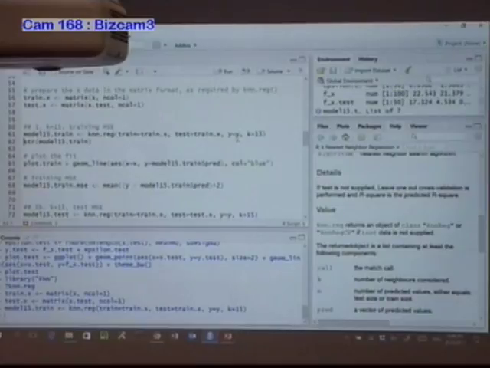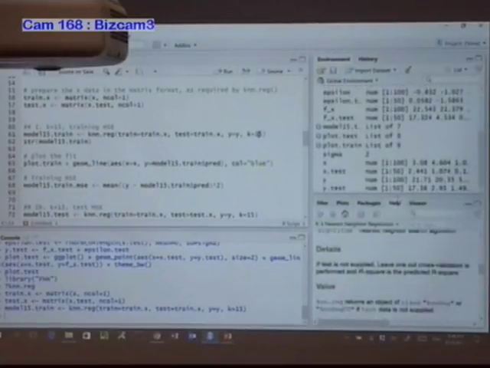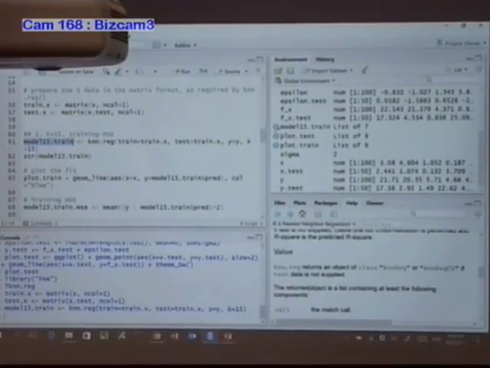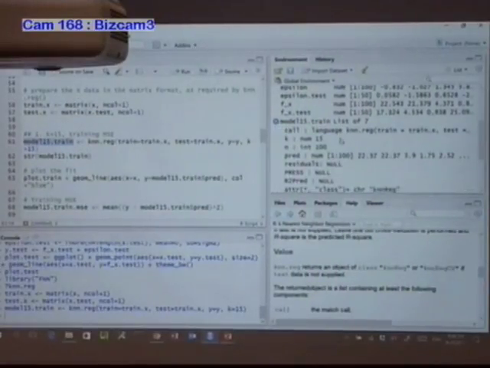Then we have y being y. K is 15. So I've done the enumeration. I found 15 is the best. So let's start with the best. So I've done that. The output, I have saved that into this object model 15.train because I'm predicting on the training data. Right? I label that as .train. It's here, this guy. It's a list with many other pieces of information.